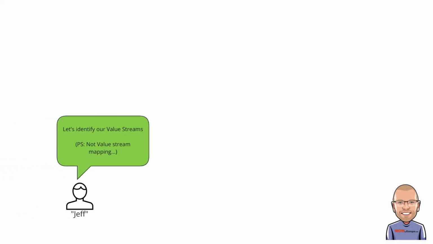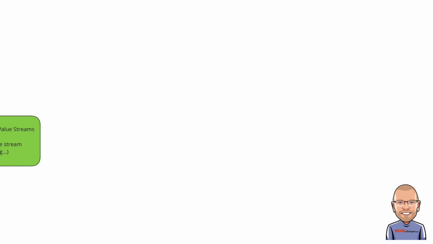How do we find our value streams? First up, we're identifying our value streams. We're not yet improving them, which is what value stream mapping is all about. This is value stream identification.